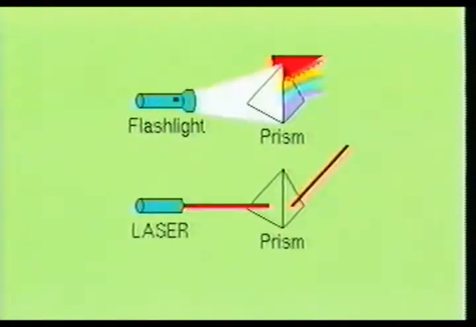As you can see from the simple illustration, the conventional light source uses a variety of wavelengths to produce its source of light, thus the rainbow effect. The laser beam, on the other hand, is not separated since it only consists of a single wavelength.